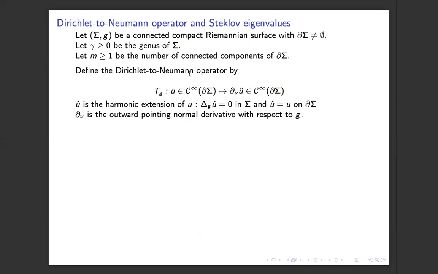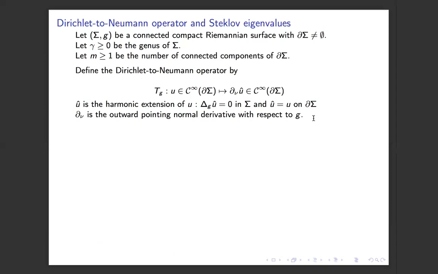You take a function on the boundary and you associate the normal derivative of its harmonic extension. So the harmonic extension of u is just a harmonic function which is equal to u at the boundary, and d nu is the outward pointing normal derivative with respect to the metric g. This operator behaves like the Laplacian. It is self-adjoint, and it is also a pseudo-differential operator of order 1.